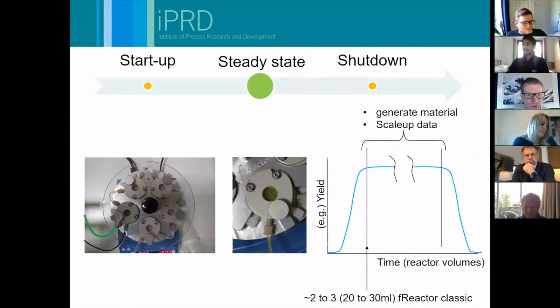Now, when we're operating flow chemistry equipment, we tend to go through different phases of the process. So the first phase is a startup phase. Typically, and in this example, I've started with the oil phase within the fReactors. So I would have turned this on, I would have flowed oil through the reactors at a few milliliters per minute until I've pushed all of the air out of the system.